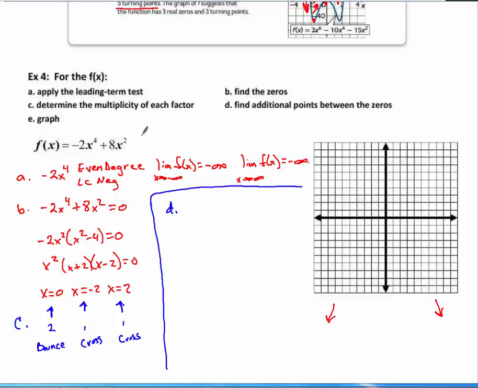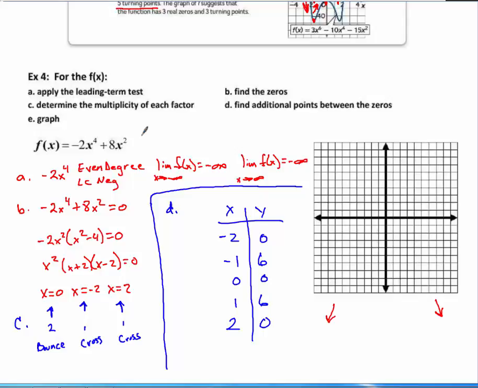So D says find additional points between the zeros. Okay, well, so x and y, that means find points, right? So we know the zeros are negative 2, 0, 0, 0, and 2, 0, right? We got that from right here. So we're going to find points in between them. So negative 1 and 1 are in between those. So we plug negative 1 in here. So it's negative 2 plus 8, which is positive 6. And then we do 1, we get the same thing, positive 6.